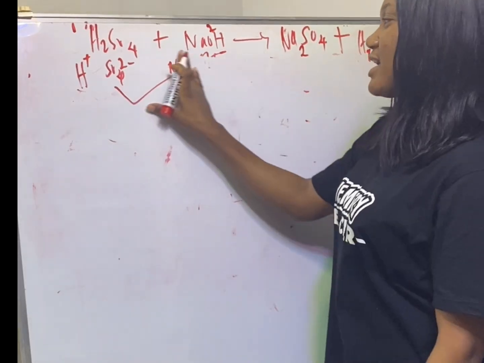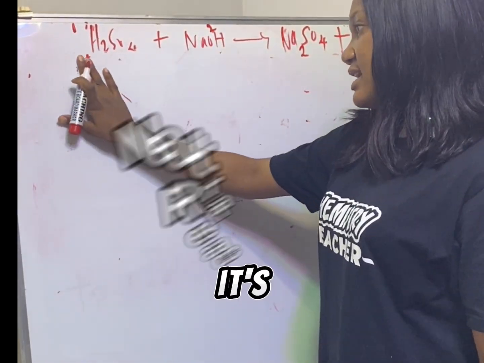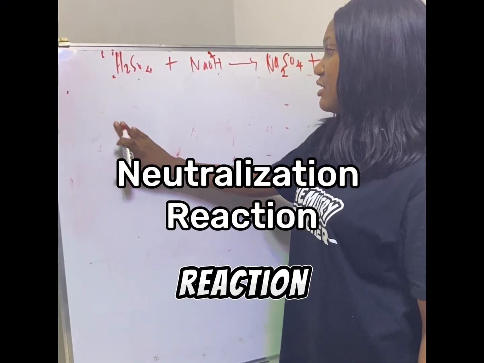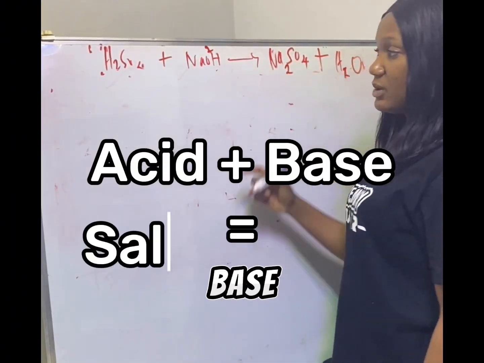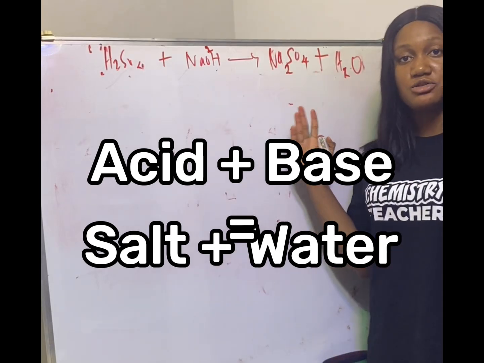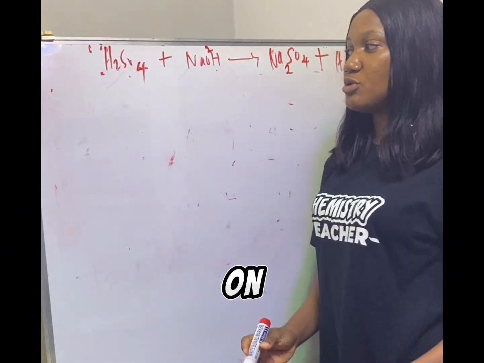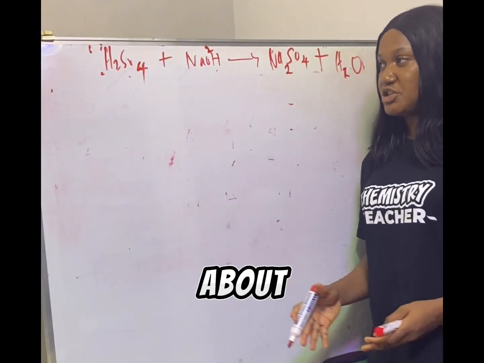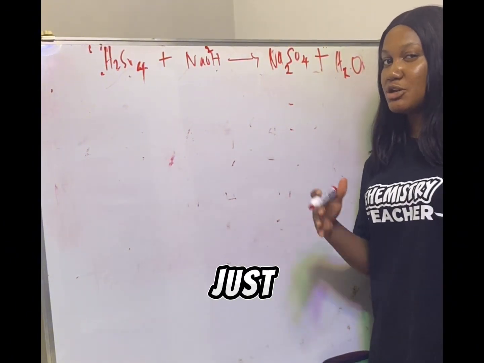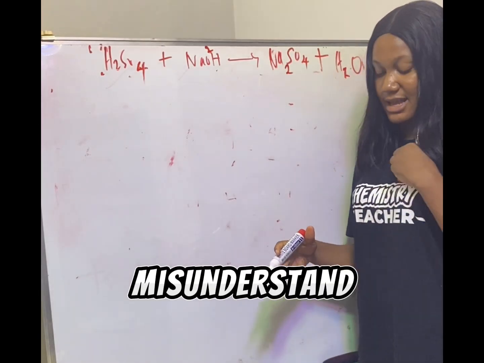Now, what you call this kind of reaction, just in case you see it in your exam, is called the neutralization reaction. This is a reaction where an acid reacts with a base to form a salt and water. Like I said, it's called what? A neutralization reaction. Now, moving on, the next thing we want to do is to balance this equation, right? Because this is what this video is about, balancing equation. I just had to explain those things so that you don't misunderstand me as I go on. So let's balance this equation.